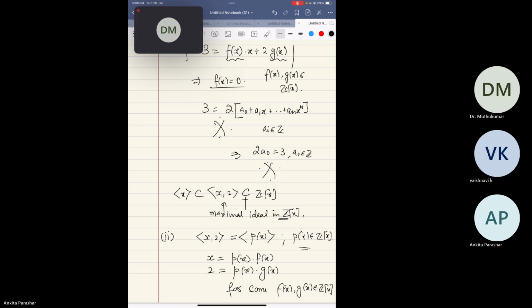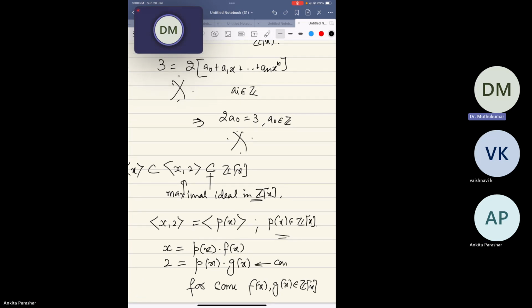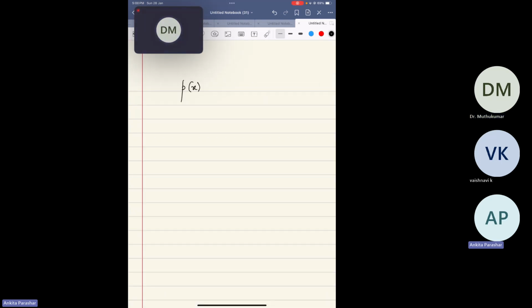Are you with me? Yes. Okay, so p(x) and g(x) are constant polynomials. Exactly. So the only possibility is either 2 and 1 or 1 and 2, constant polynomials. So in particular, your p(x) has to be a constant polynomial. Can I say this? Because you can choose g(x). For this case, you can choose g(x) to be plus or minus 2, and for this, you can choose g(x) to be plus or minus 1. Do you agree? Yes.